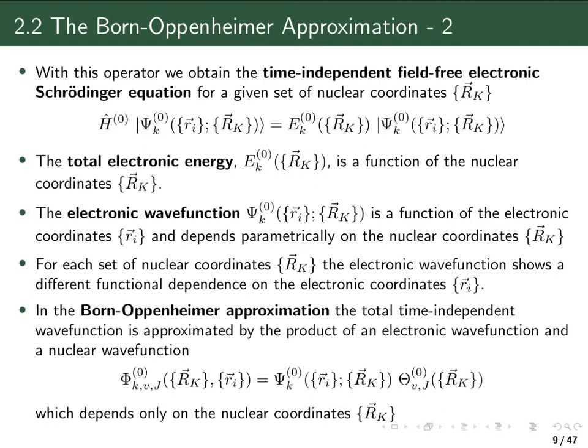Now the total time-independent wave function of our system is, in the Born-Oppenheimer approximation, approximated by a product wave function: a product of one of these electronic wave functions and a nuclear wave function, which we have not yet determined. So we write it up as one simple product function, where we have the electronic wave function, which is a function of the electronic coordinates and, as I said before, depends parametrically on the nuclear positions. And then we have this nuclear wave function, whose variables are the nuclear coordinates.